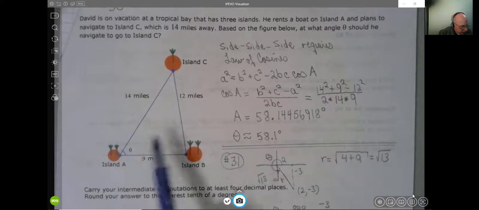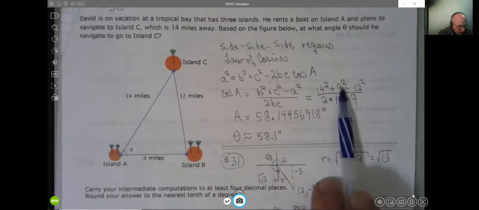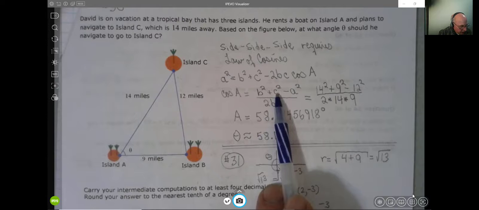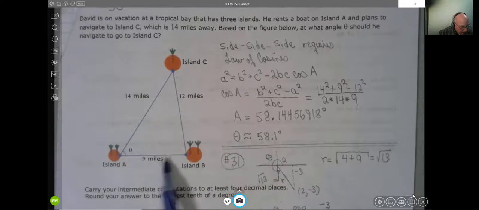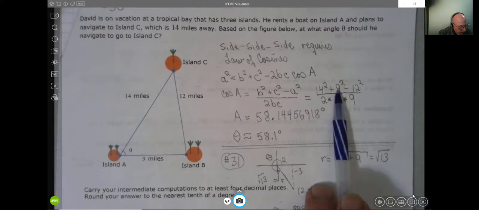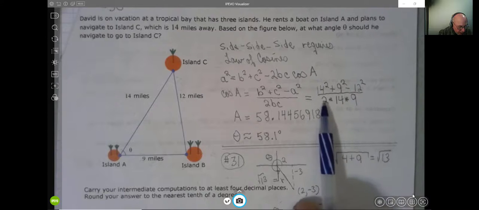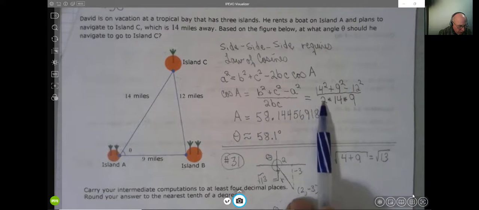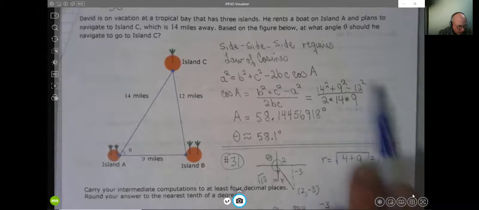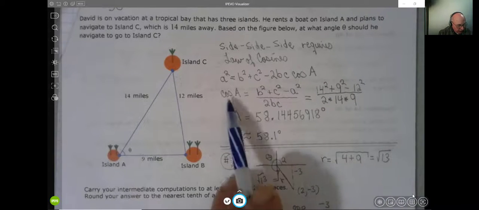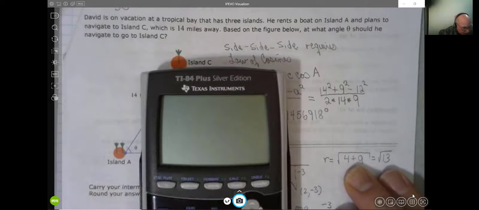14 is the length of side B, 14 squared. The length of side C is this one right here, 9. So 9 squared, and then the remaining side is 12 squared. And then 2 and BC appear here again. So all you do is plug this into your calculator and then take the inverse cosine in order to compute that value. So let's do that calculation.